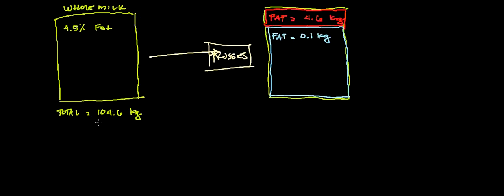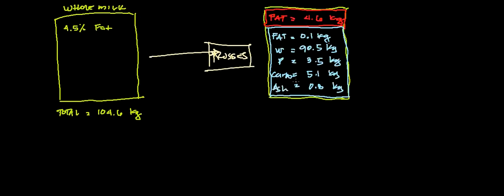Okay, so all in all, let me rewrite it. So we have 90.5 kilograms water, 3.5 kilograms protein, 5.1 kilograms carbohydrates, and 0.8 kilogram ash. Alright.